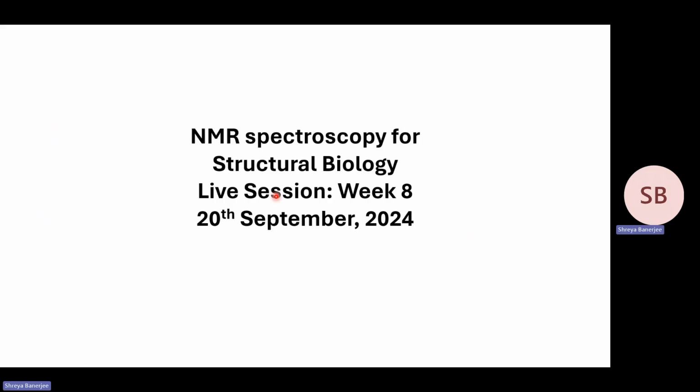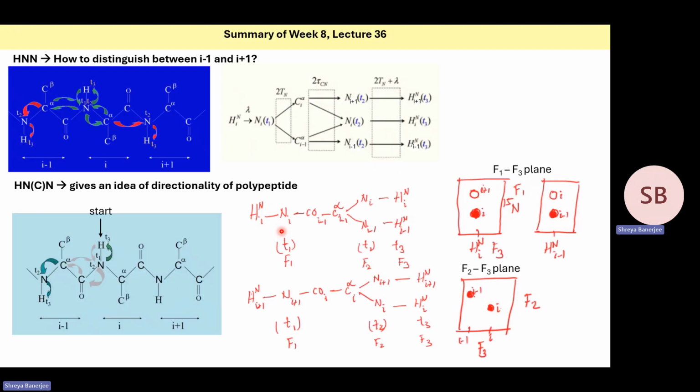So this is the 8th live session of this course. Up to the last class, we had been discussing the different NMRs for proteins, and we had just looked into some 3D NMR experiments. So I will start. We had discussed the HNN experiment in the last class. I'll start with that experiment, just going through it once again.